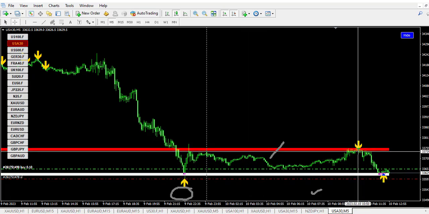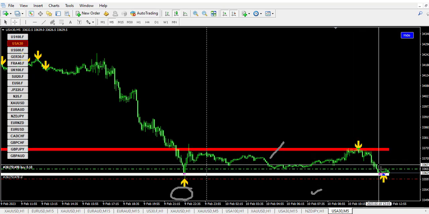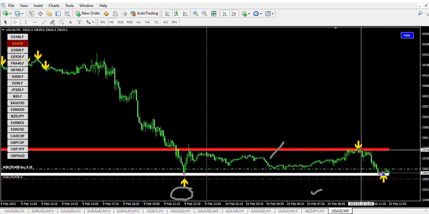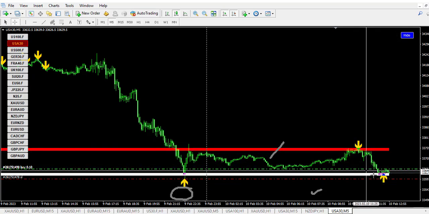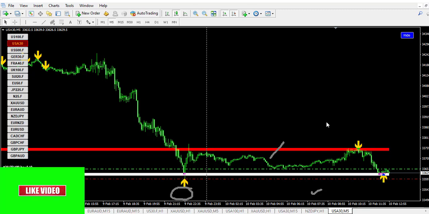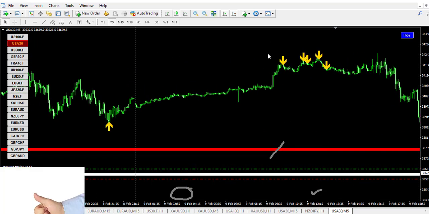You will only use it when you see the arrow appearing either at the support or the resistance, and that is where you will need to place your trade. Allow the candle to close before you place the trade, because the arrow might disappear if the candle did not close. So make sure you practice it.